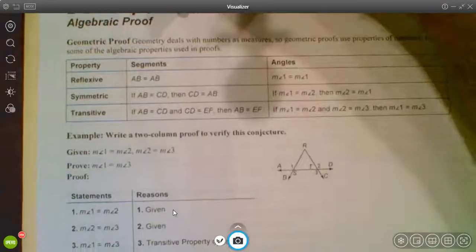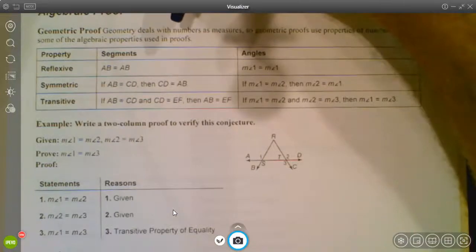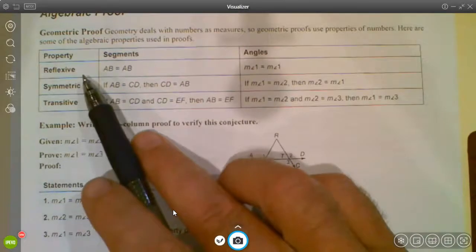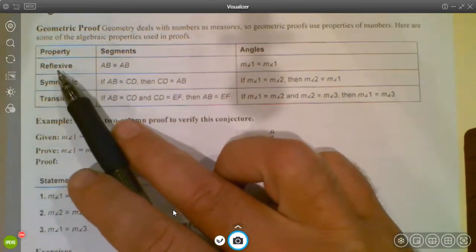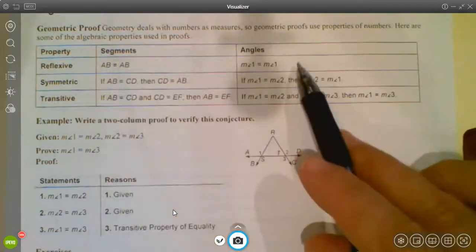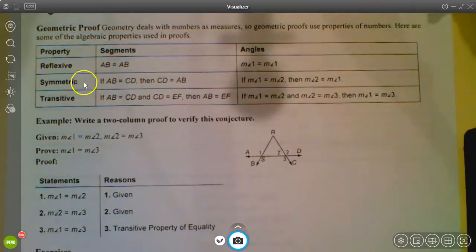So here is a better look at the 3 new properties that I mentioned on the previous page. So the reflexive property, remember, that's like looking at your reflection in a mirror. It just says something equals itself. It could be a segment, it could be an angle. As long as there's the same item on both sides of the equal sign, it's the reflexive property. You'll see how that comes up later on. That is something we'll actually use. Mostly chapter 3, though, is where we use the reflexive property.